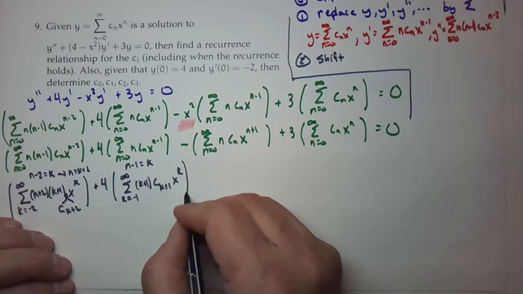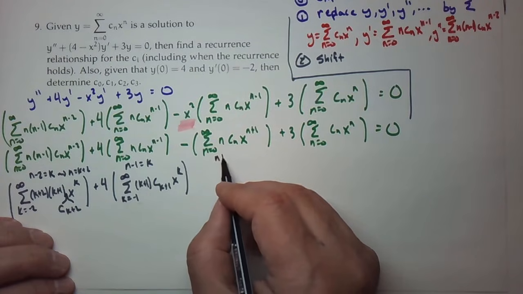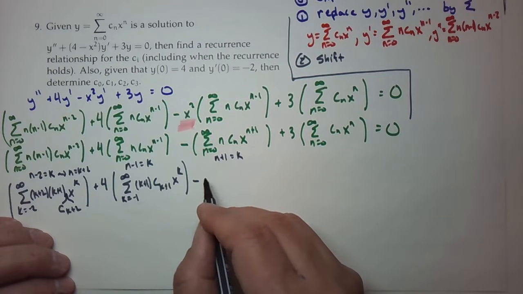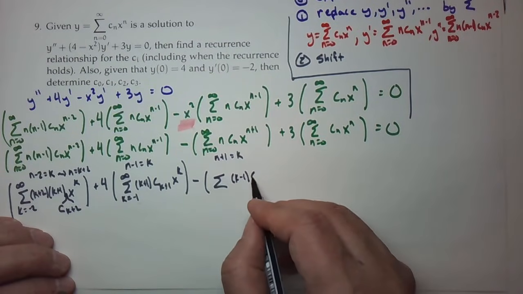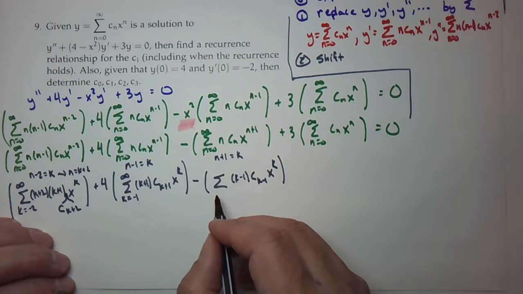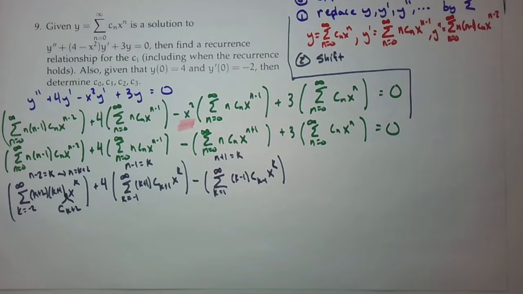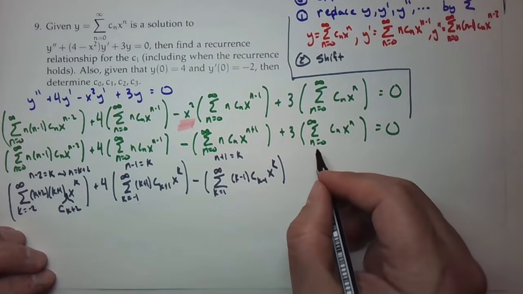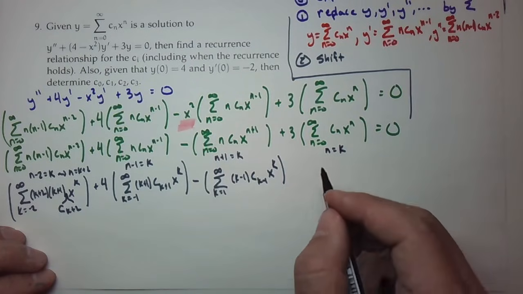Okay, for the next sum, what's our shift? What does k equal? It's n plus 1. Okay, so we have our sum. n is k minus 1. So k minus 1, c sub k minus 1, x to the k. Where do we start the sum at? Started at 1. For the last sum, what's going to happen here? What's the shift? The shift is let n equal k. It's like, okay, sure, why not?